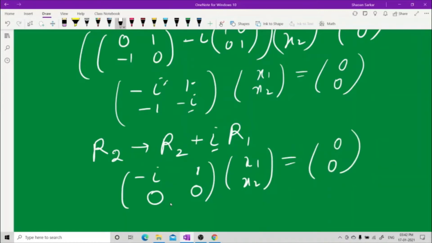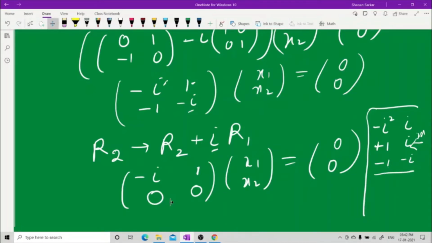See what I did. I'm doing it in the rough. In the first row, I'm multiplying with i: minus i square, and this will be i. So this will be minus 1 and i. Now the second row is minus 1 and minus i. What I am doing is adding them up; this is plus 1, sorry, and this is minus 1. I'm just adding them up.